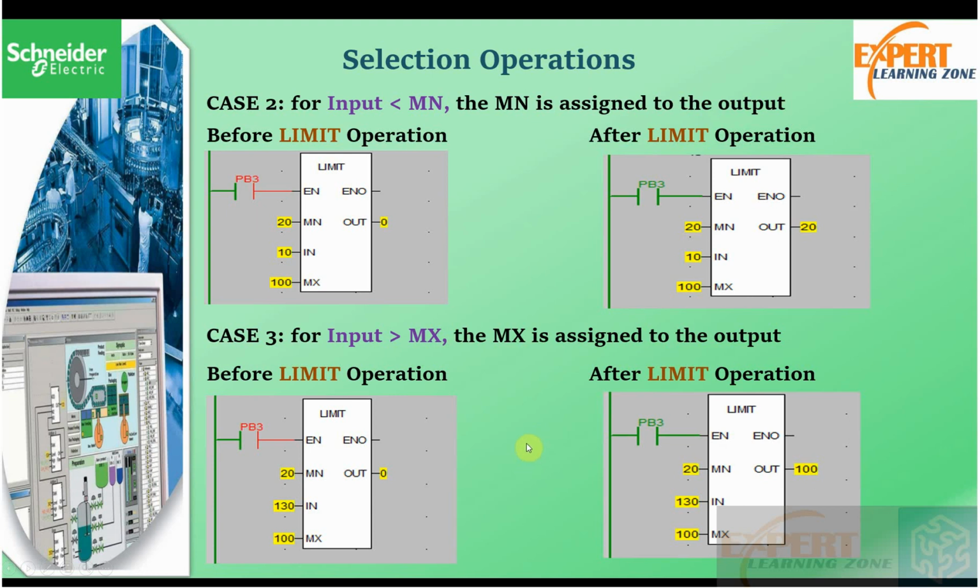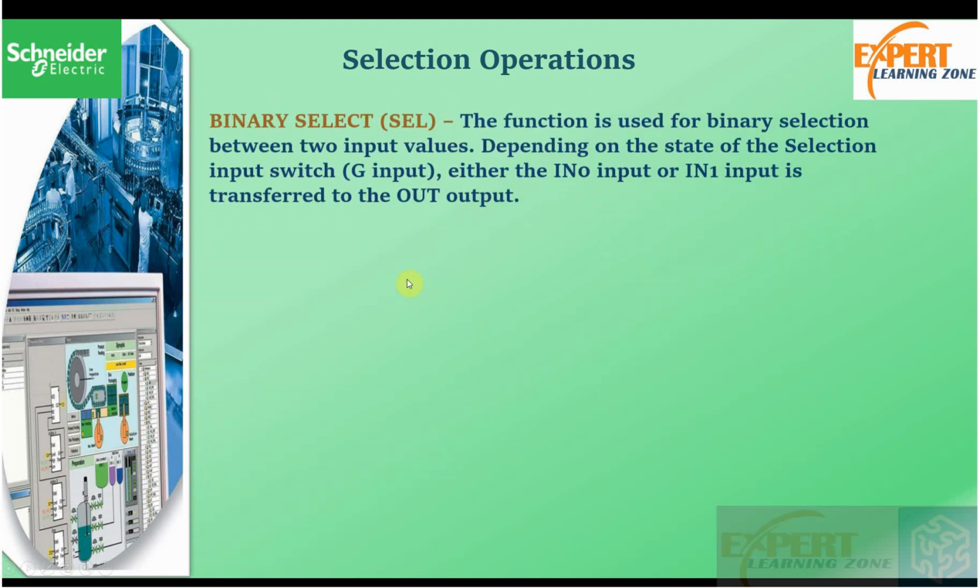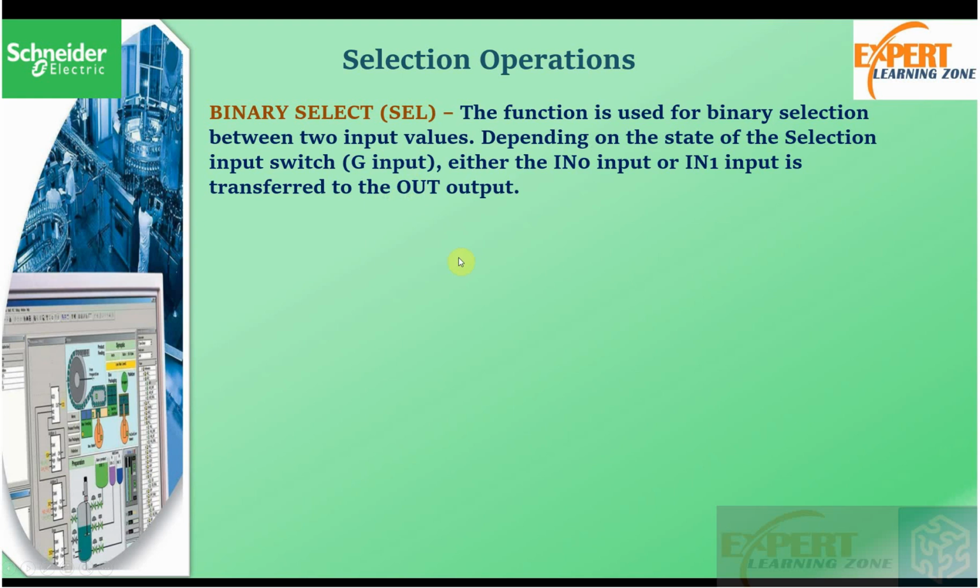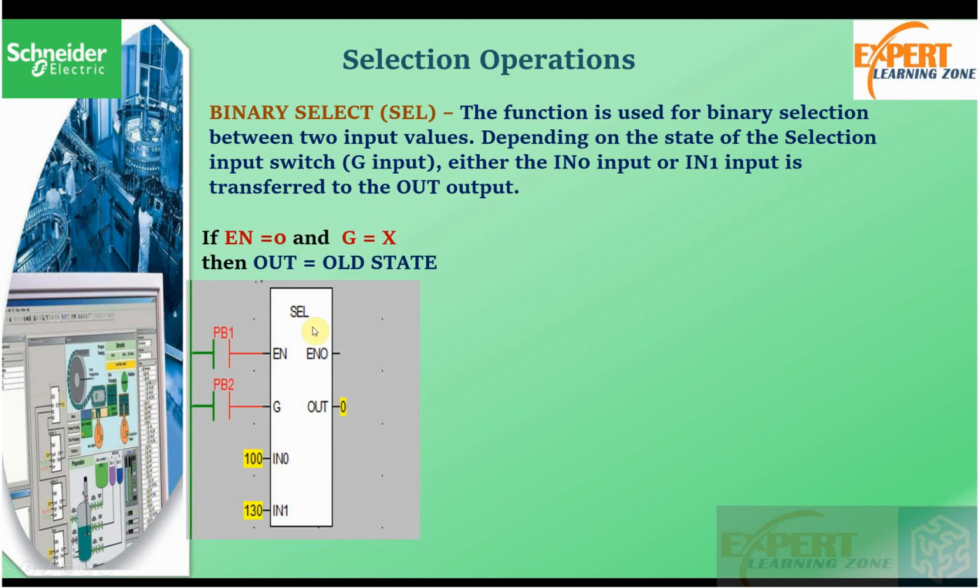All right, so next we are going to look at the binary select, or the binary selection. What this function does is pick one of the two inputs and assign one of them to the output based on a condition. Unlike maximum and minimum, which can take more inputs, up to about 32 inputs, the select takes just two inputs. So we have this as the function.